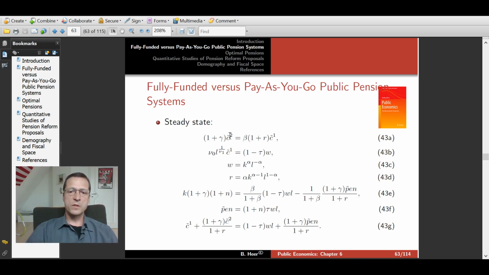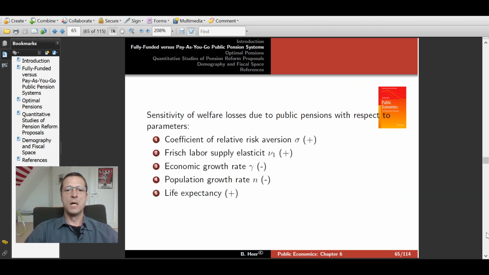If the risk aversion sigma goes up, well, then how does the Euler equation change? The sigma enters these equations here as the exponents of C2 and C1 respectively. And you will find that if we increase this risk aversion or decrease the intertemporal substitution elasticity, our welfare losses will go up. We also introduced the Frisch labor supply elasticity.